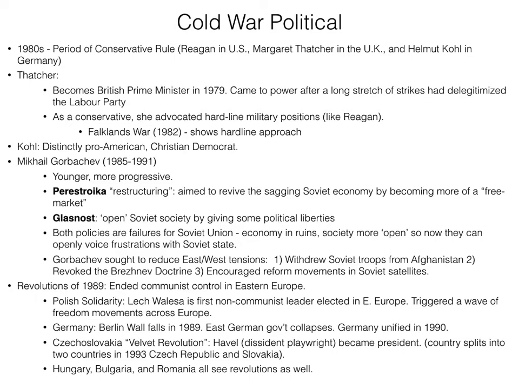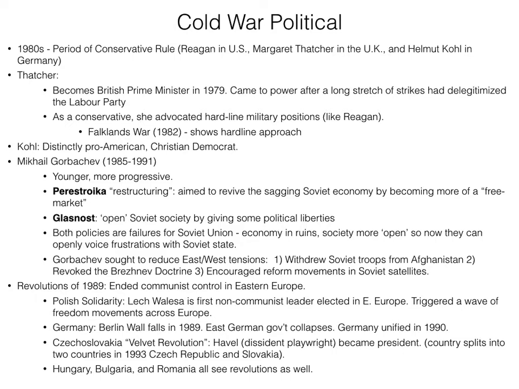All right, so let's talk about getting to the end of the Cold War and the downfall of the Soviet Union. In 1985, Mikhail Gorbachev is going to become the leader of the Soviet Union. He's going to promote two things, perestroika and glasnost. Perestroika means "to restructure." He wanted to restructure the sagging Soviet economy by moving toward more of a free market. He wants to infuse some capitalism into the system, much like Lenin did with the New Economic Policy after the Russian Civil War way back in the 1920s.